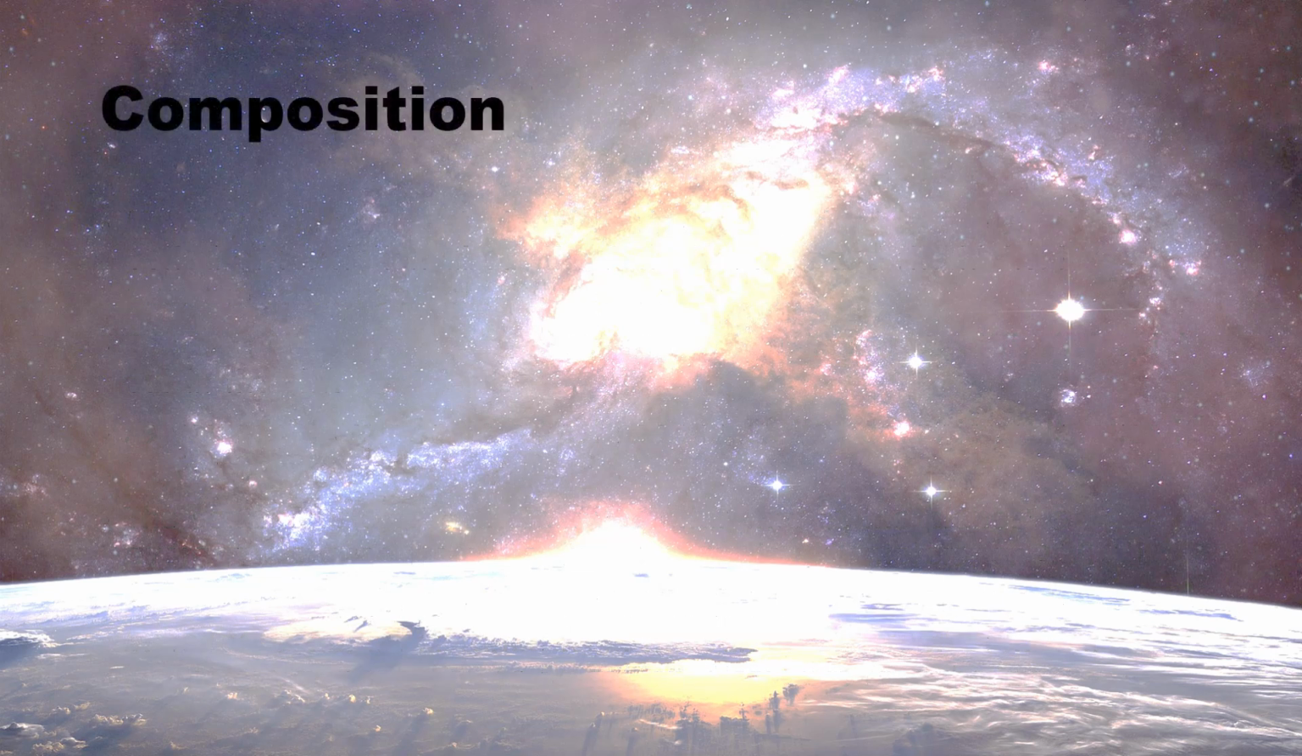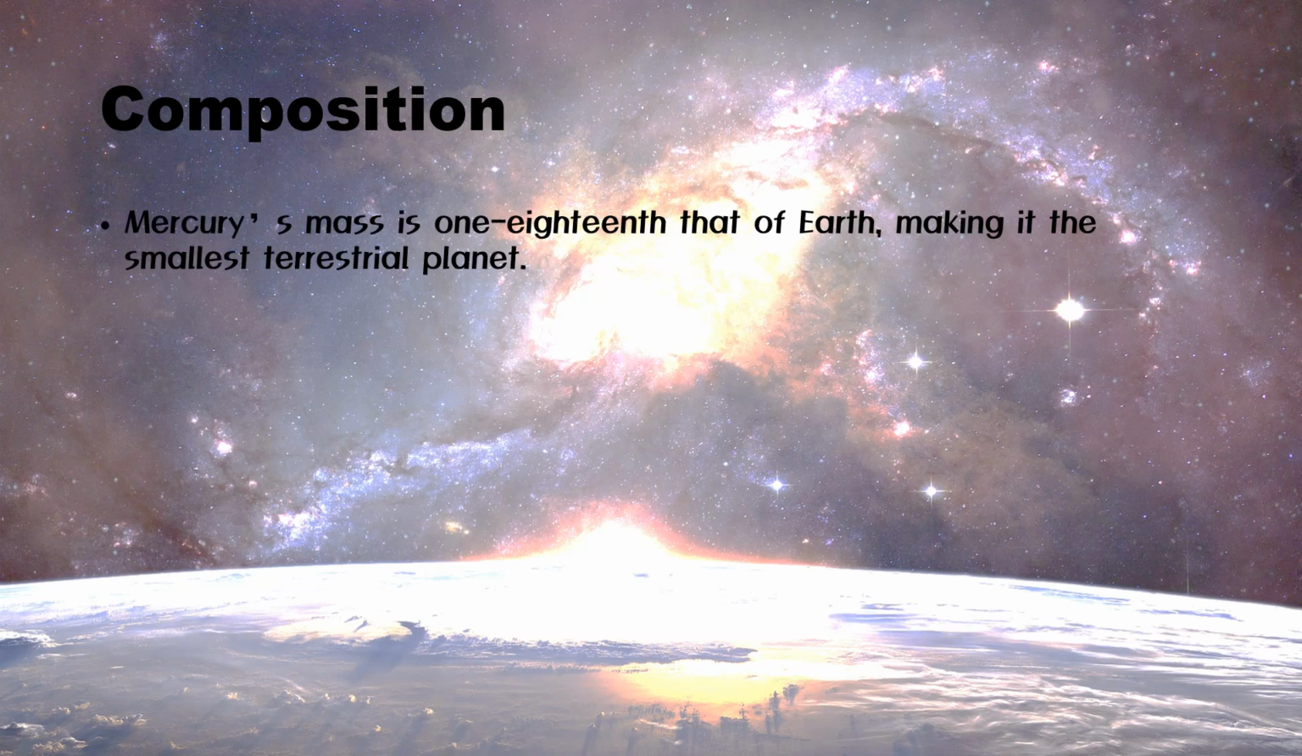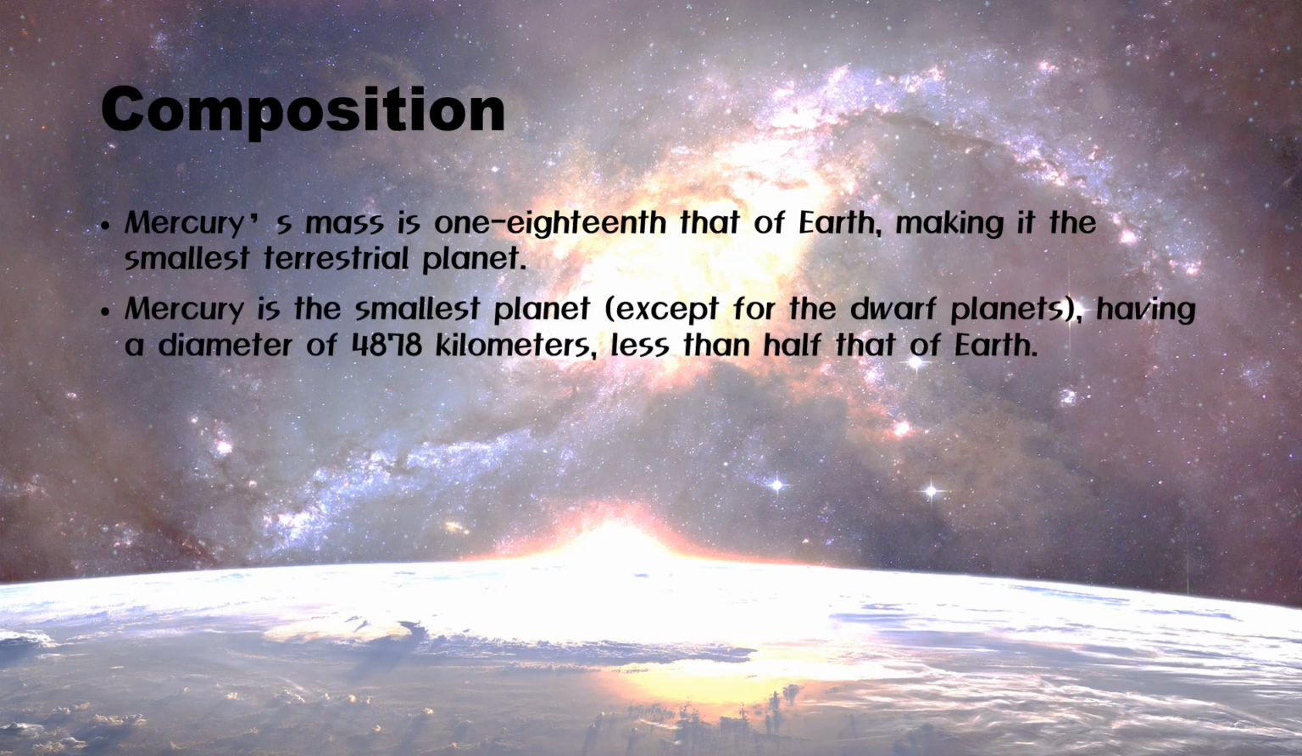Now, what about the composition of this planet? This is, of course, something that we might be able to deduce from our previous conversations. But if we start looking at Mercury, its mass is about 1/18th that of Earth, which makes it the smallest terrestrial planet. Mercury is, of course, the smallest planet in our solar system, except for the dwarf planets, and it has a diameter of 4,870 kilometers, which is less than half the diameter of Earth.